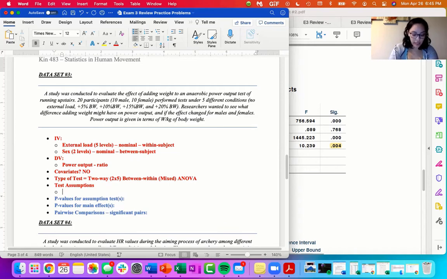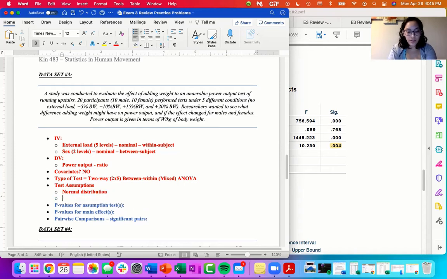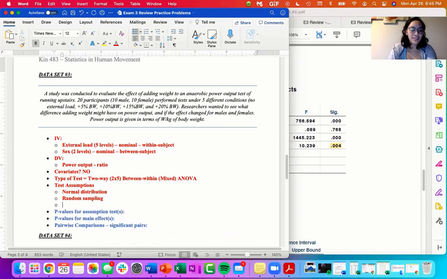And then what are the assumptions? I'll do the 2 easy ones since everybody knows those. Do we need homogeneity of variance and sphericity? Yep. I said that wrong, but whatever. It's okay.